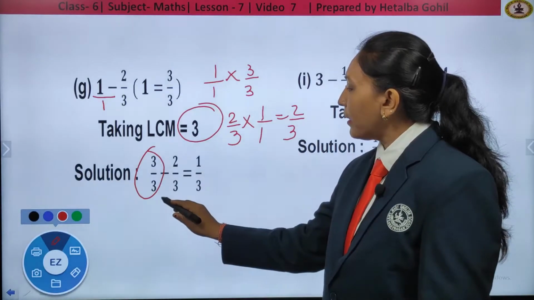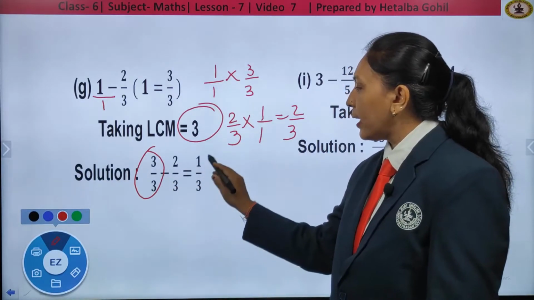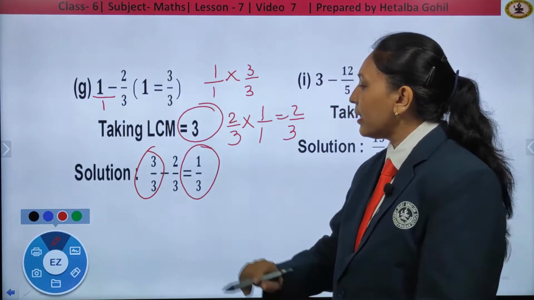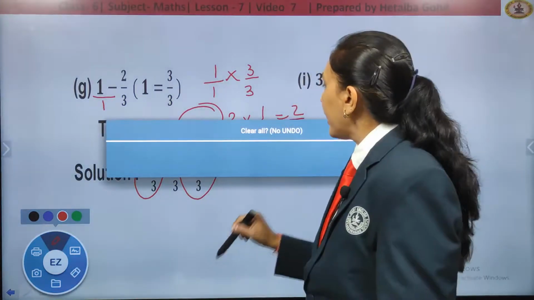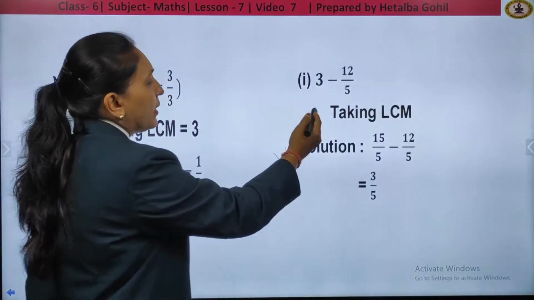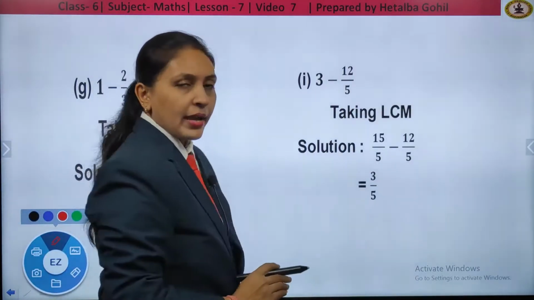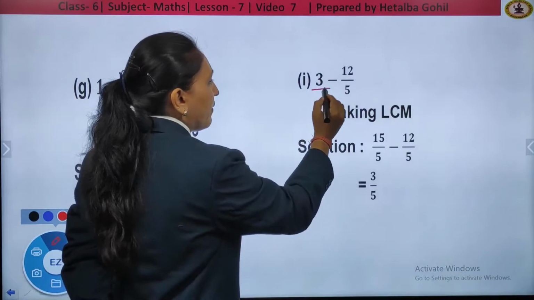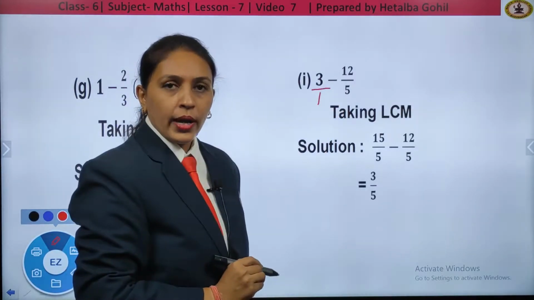So 3 by 3 minus 2 by 3, I will get my answer here as 1 by 3. Similarly, one more question, children, here. 3 minus 12 by 5. Here 3 does not have any denominator. I will take it as 1.